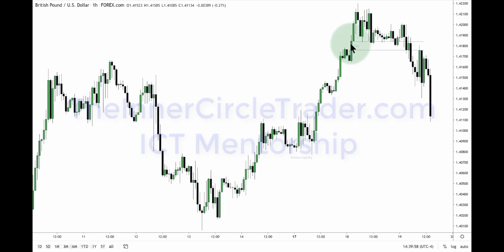Hourly chart, you see a fair value gap here. Extend that out in time, optimal trade entry, beautiful run on sell side liquidity, back down into this consolidation in here.